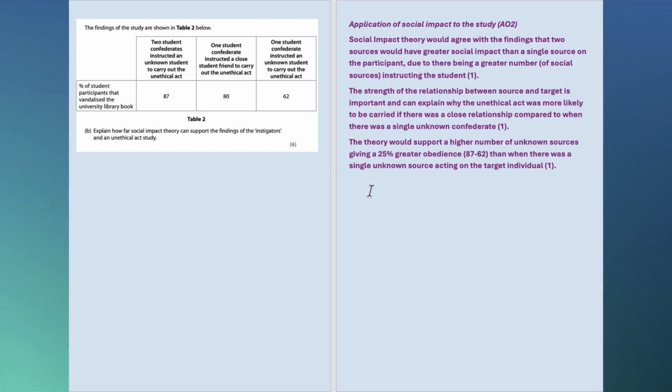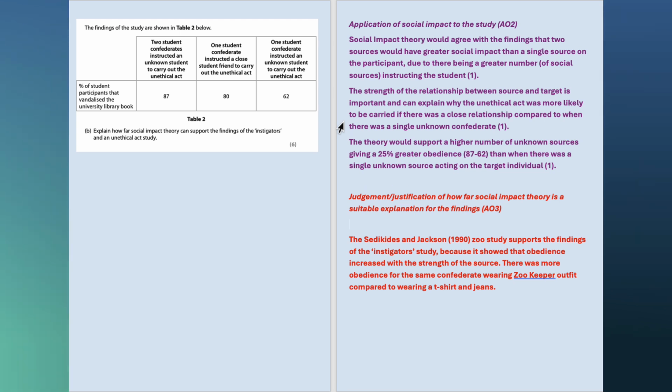The other 3 marks are really to do with trying to link this and say how far social impact theory could explain it. Here we've just linked social impact theory to the study and said social impact theory says this and this is what the study says. So what we're going to do is more or less evaluate it, and we're going to evaluate it with a bit of evidence. So this is a judgment or a justification of how far social impact is a suitable explanation for the findings. So let's have a look at our first one.